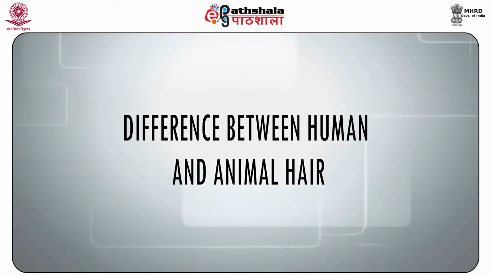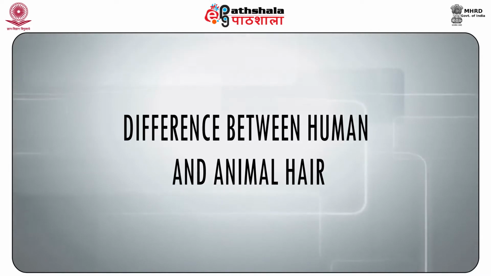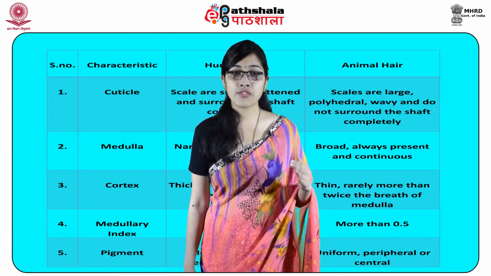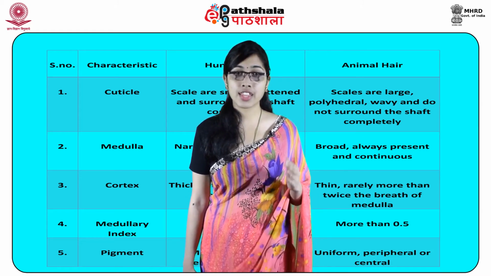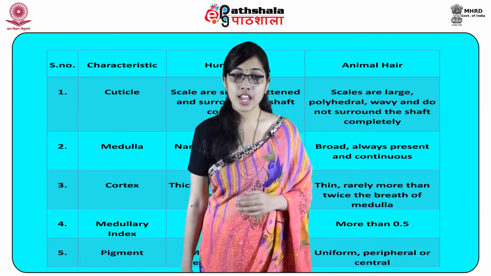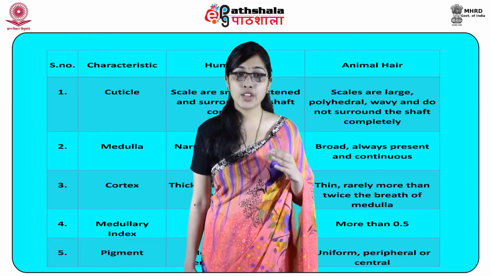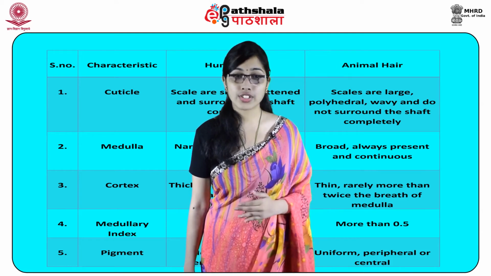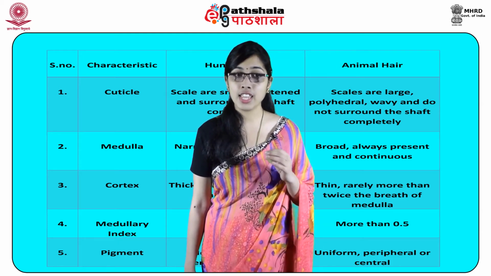Next, we have the difference between human and animal hair. There are some characteristics that are observed when microscopic examination of hair is done to check whether the hair belongs to an animal or a human. In this table, we have shown the various characteristic features and the comparison between human hair and animal hair. In the characteristics part, we have the cuticle, medulla, cortex, medullary index and the pigment.